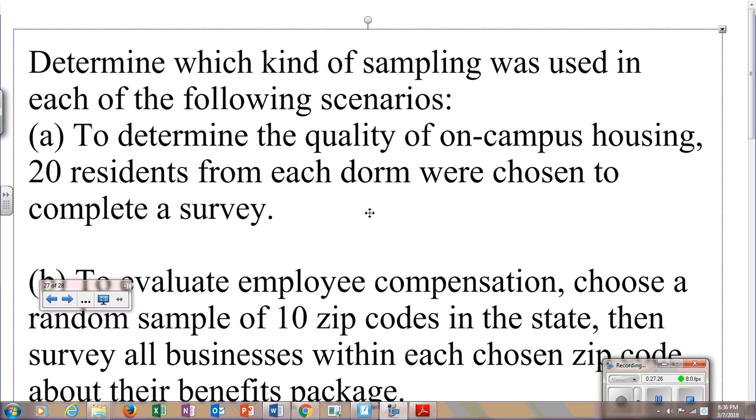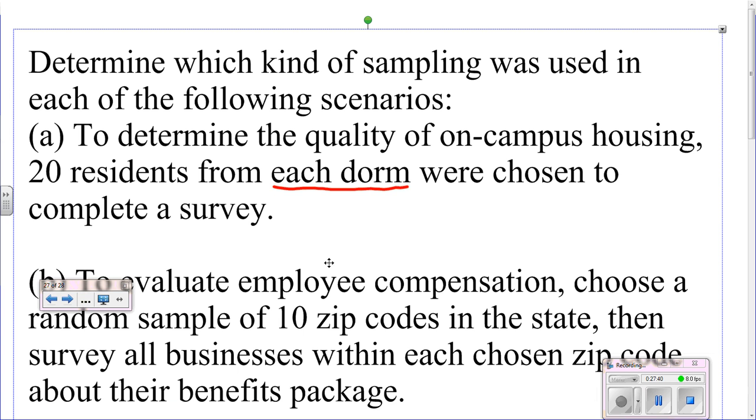Okay, determine which kind of sampling was used in each of the following scenarios. To determine the quality of on-campus housing, 20 residents from each dorm were chosen to complete a survey. So because it's from each dorm, and there's 20 residents from each one, that makes it a stratified sampling. We broke them into groups and then randomly selected 20 people from each one.